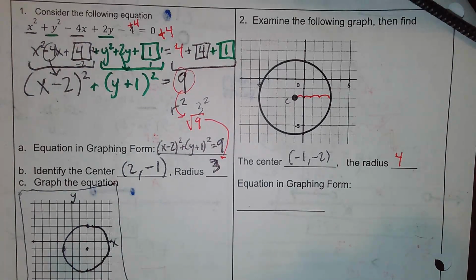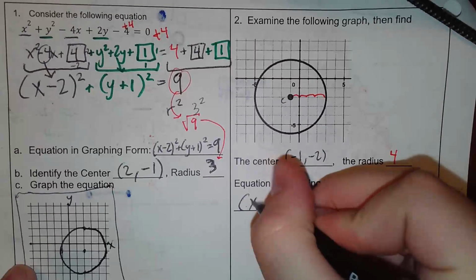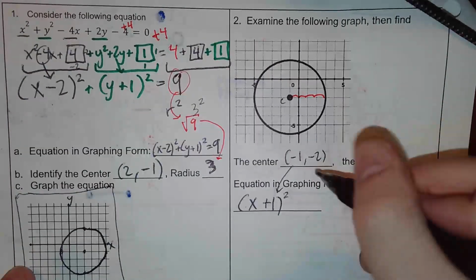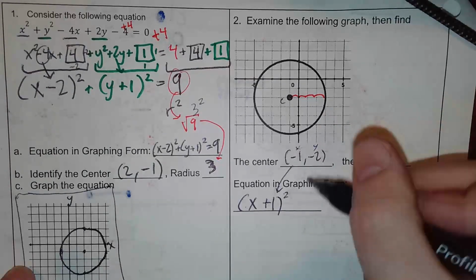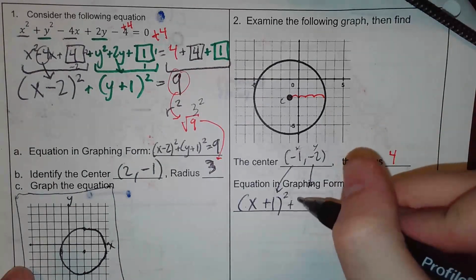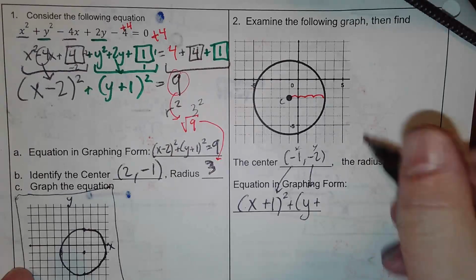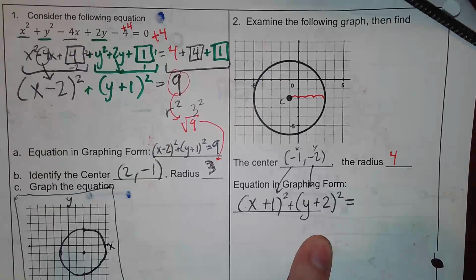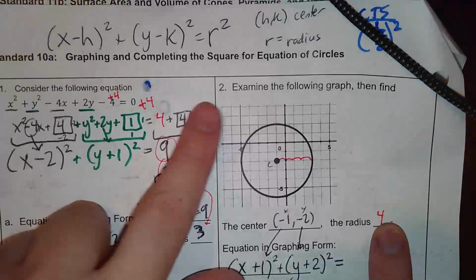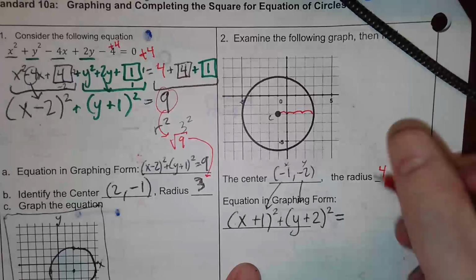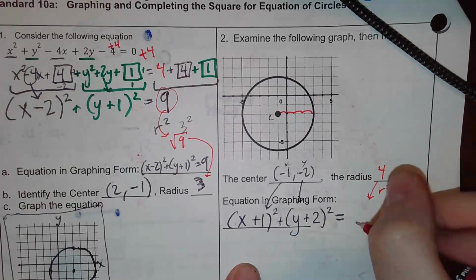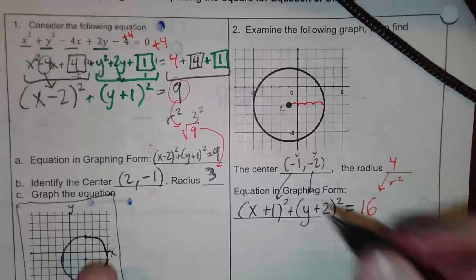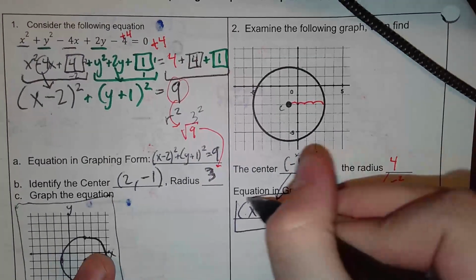So the equation of this circle must be, if I switch the sign, it'll give us x plus 1 for x. And for y, if I switch the sign, I'll get y plus 2. And then for the radius, I do have to square that. So if I square the radius, I will get 16. 4 squared is 16. So that answer would be the correct one.